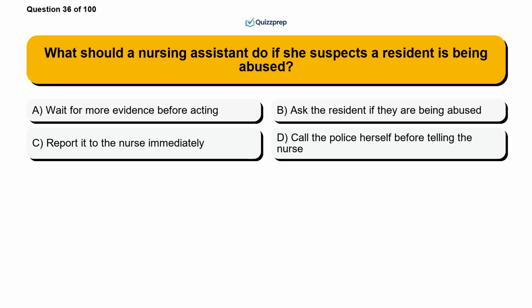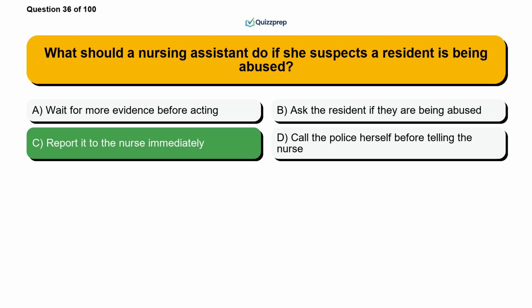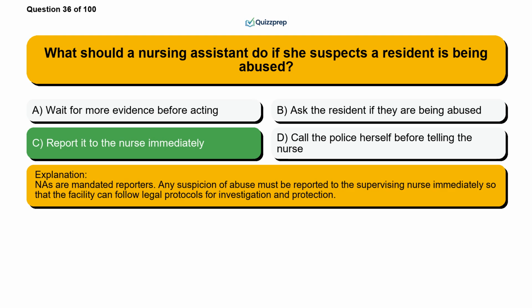Question 36. What should a nursing assistant do if she suspects a resident is being abused? Option A, wait for more evidence before acting. Option B, ask the resident if they are being abused. Option C, report it to the nurse immediately. Option D, call the police herself before telling the nurse. The correct answer is option C, report it to the nurse immediately. NAs are mandated reporters. Any suspicion of abuse must be reported to the supervising nurse immediately so that the facility can follow legal protocols for investigation and protection.